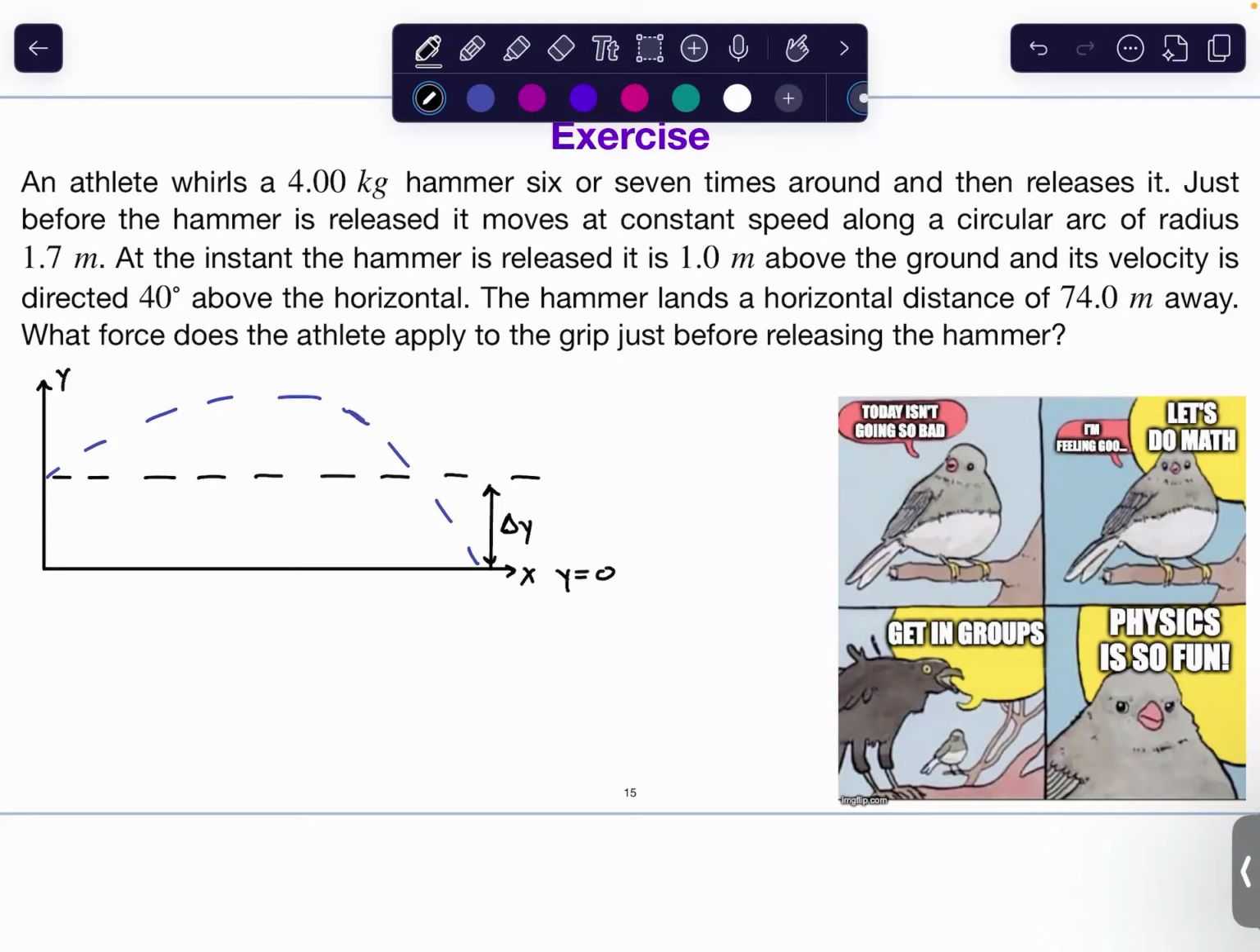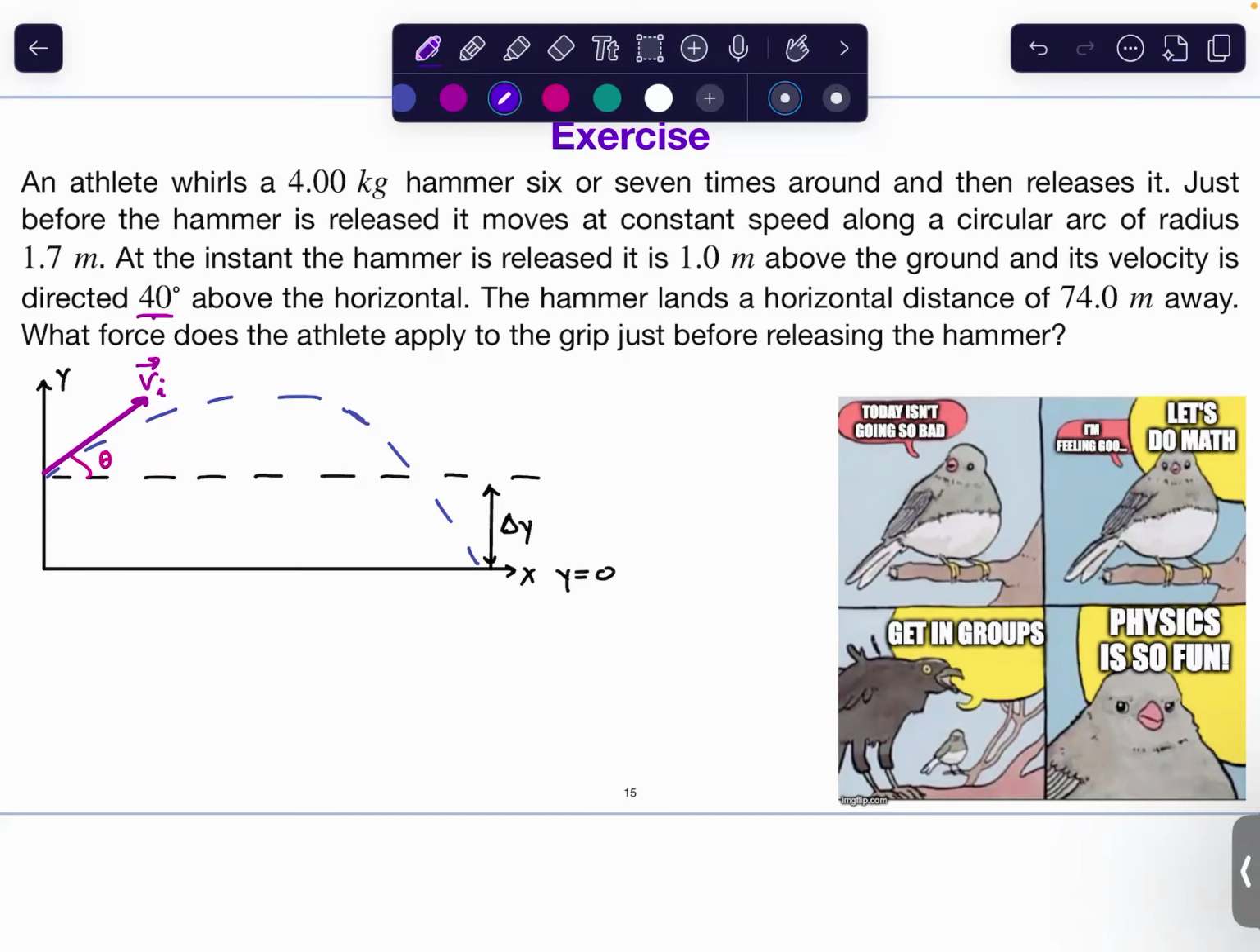Well, set the ground as y equals 0. Then you'll have to know if that delta y is positive or negative. So what I'm going to tell you is you're in X and Y. You're going to have an initial velocity. It has an angle of 40 degrees.